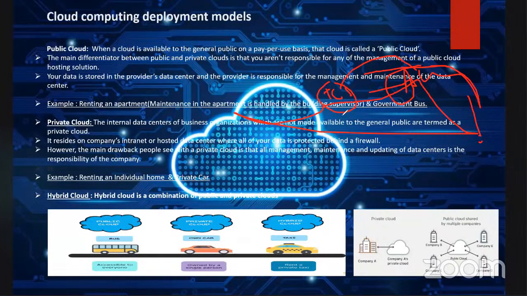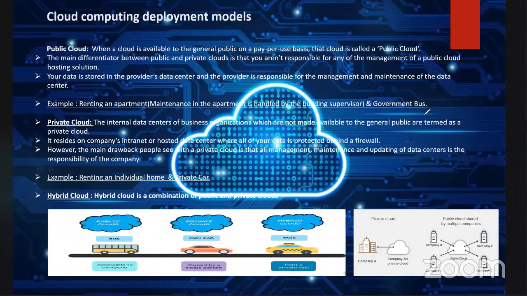So I just mentioned the government bus. You understand, right? With a government bus, everyone can go and sit in one seat and use it. Once you are done, you come back, and some other person will come and sit there. In the same way, the data center can also be used by multiple people.